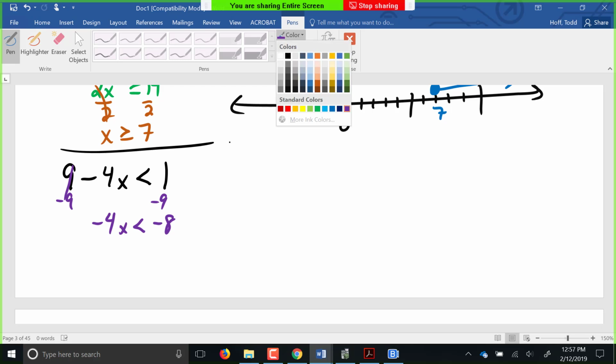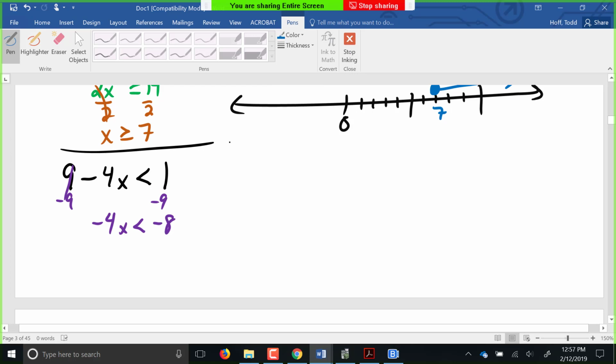So far, nothing wrong with what we've done there. What's our next step? Perfect. We have to get x by itself. It's being multiplied by negative 4. So to get rid of it, we have to divide by negative 4. But as you said, whenever we multiply or divide by a negative, that inequality sign has to flip, change directions. So negative 8 divided by negative 4 is a positive 2. That less than becomes a greater than. x is greater than 2.